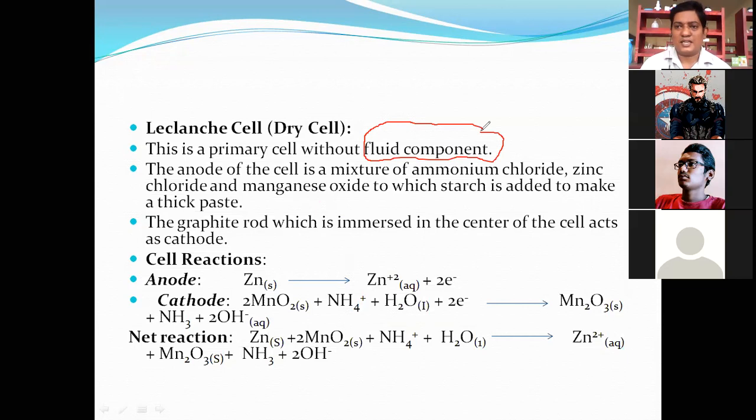Zinc metal cap is actually known to be the anode, right? Then manganese powder is known to be the cathode. Coat the graphite rod with manganese powder; that is called the cathode. The zinc metal cap is called the anode.